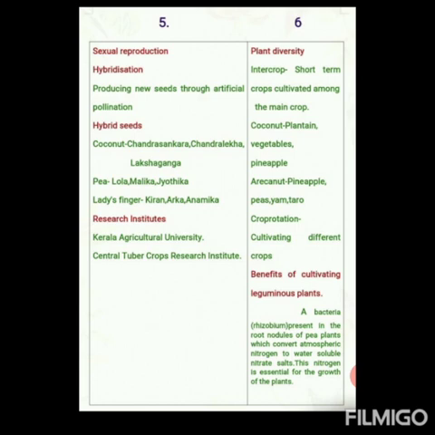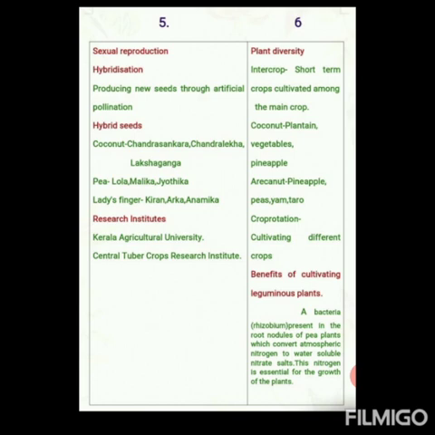Okay. And we have also studied about the research institutes which are there in our state. Some examples are Kerala Agriculture University, Central Tuber Crops Research Institute. More institutes are there. Now next we learned about plant diversity. In that we learned intercropping method and crop rotation method.